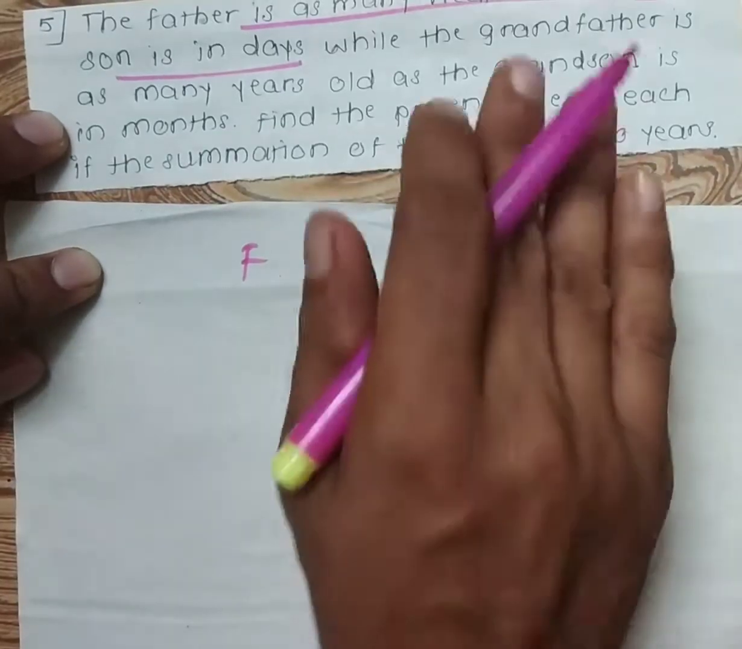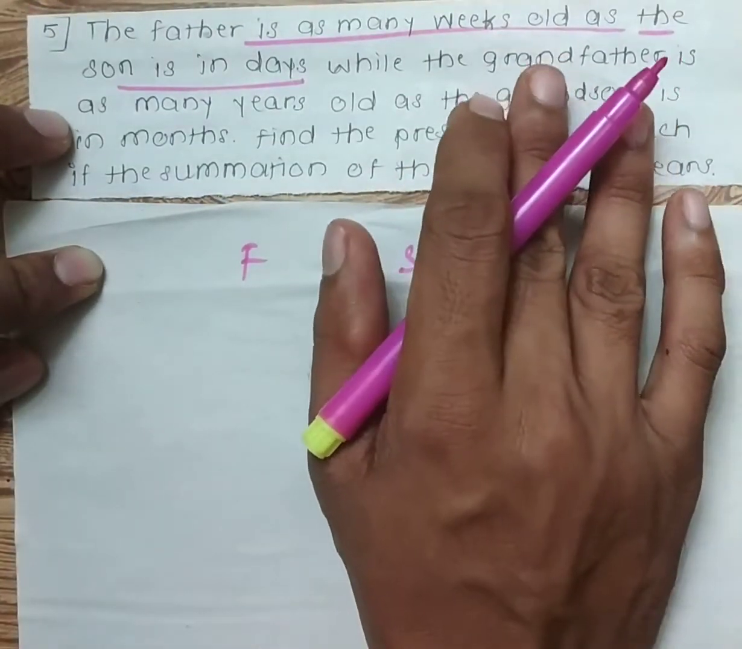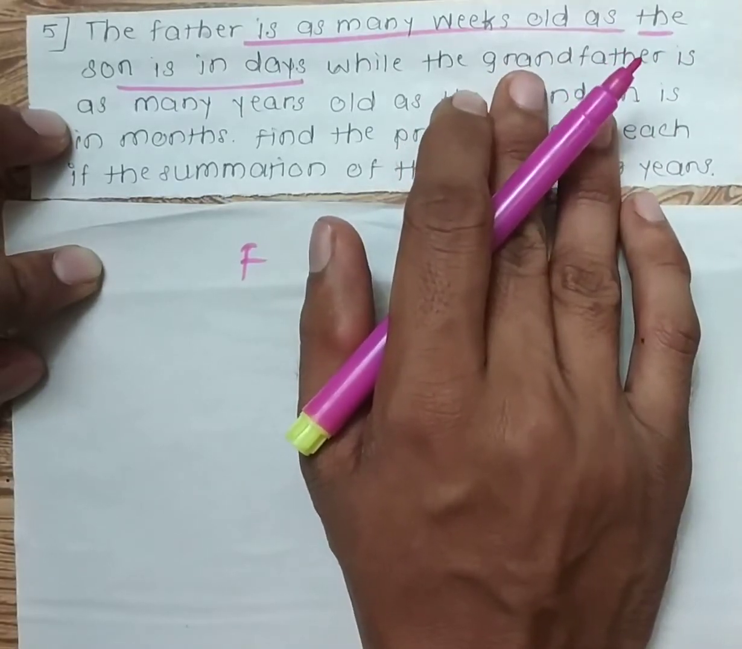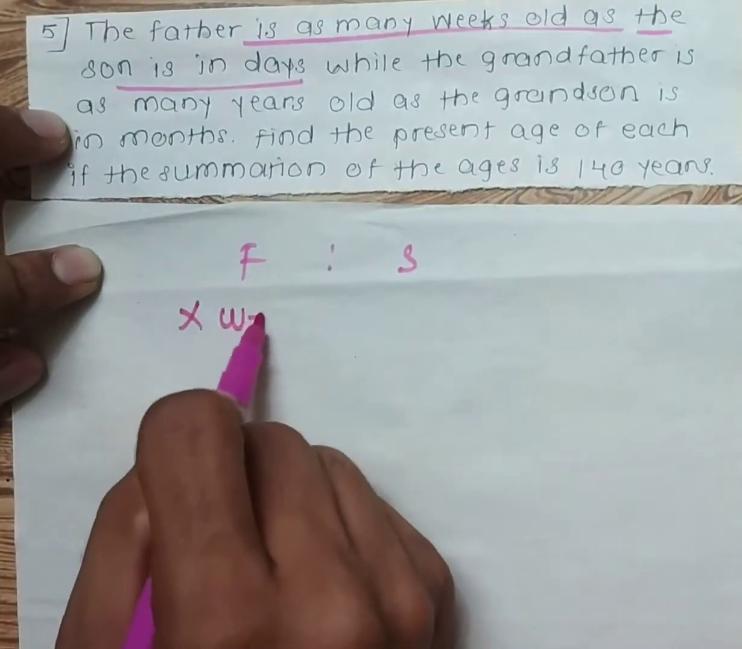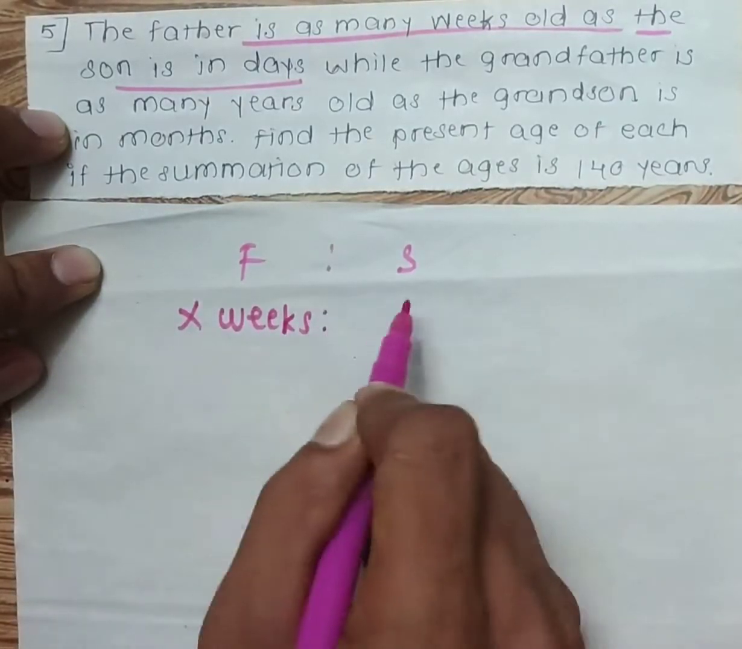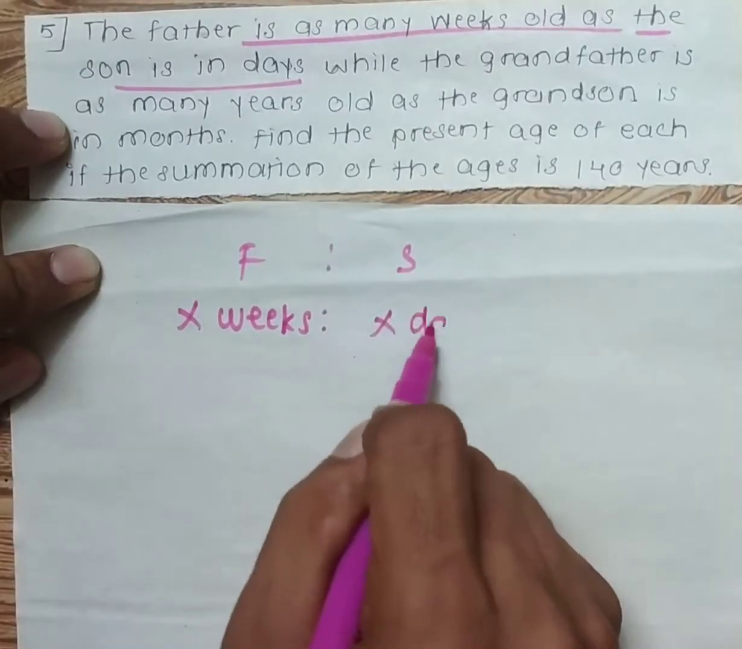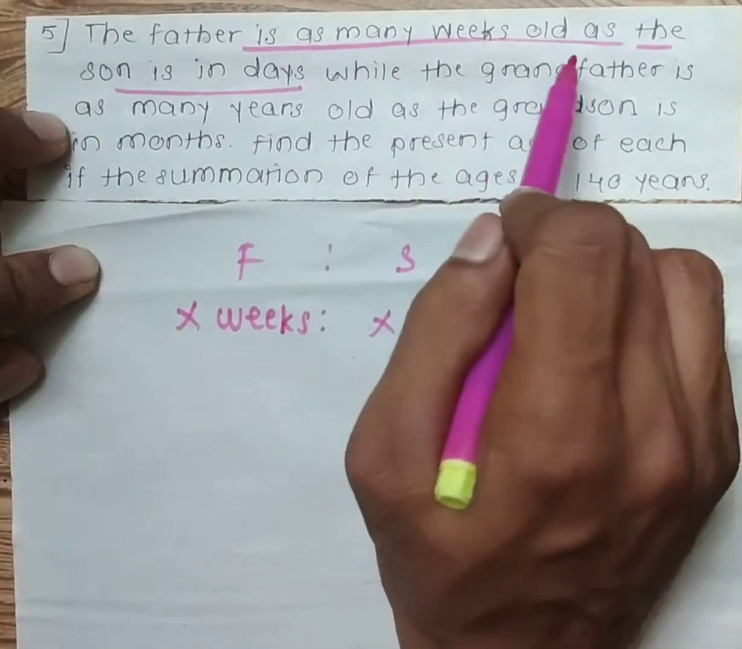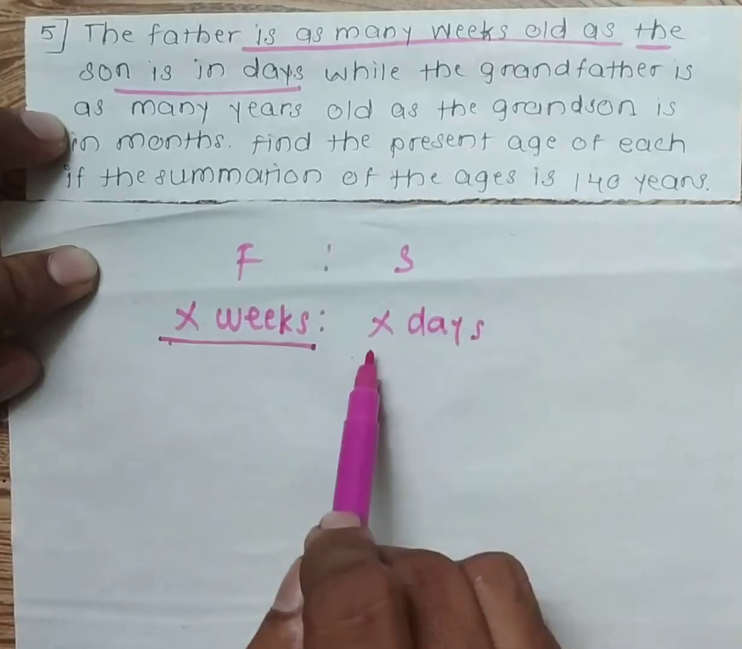As I told you, a ratio doesn't have any unit. I can put whatever I want here. I don't know how many weeks old the father is, so I can put x weeks. If the father is x weeks old, then the son should be x days, because the statement is: the father is as many weeks old as the son is in days.